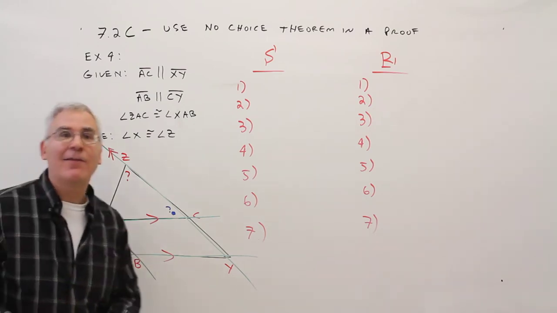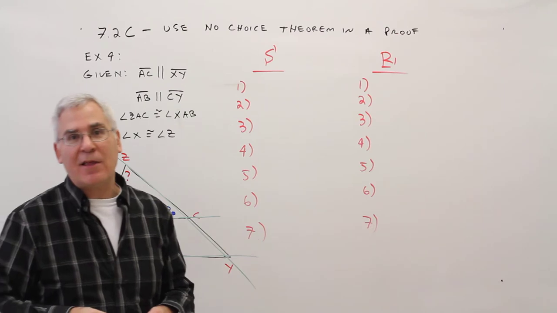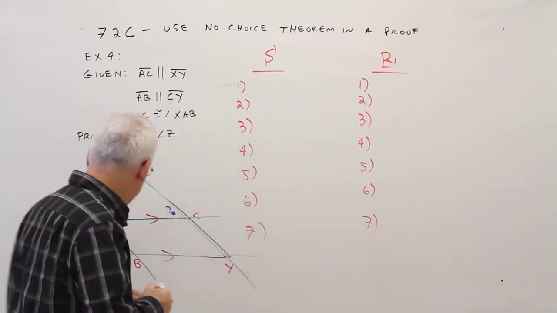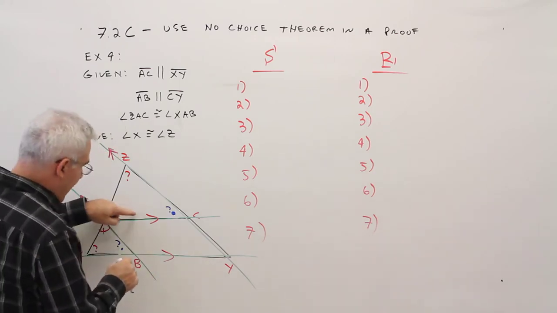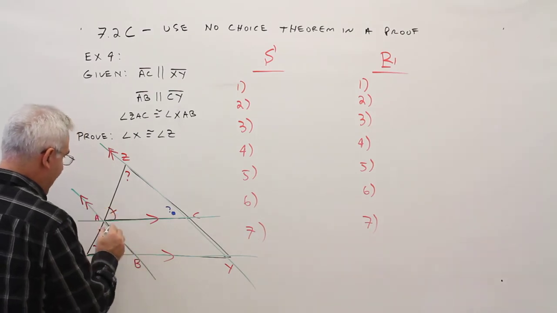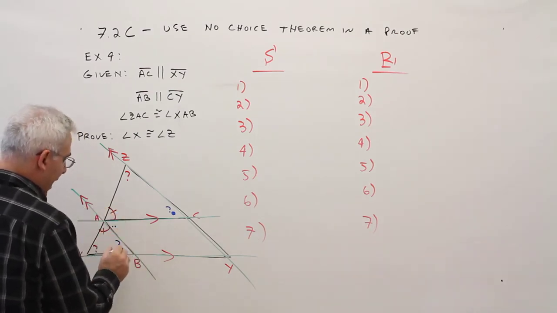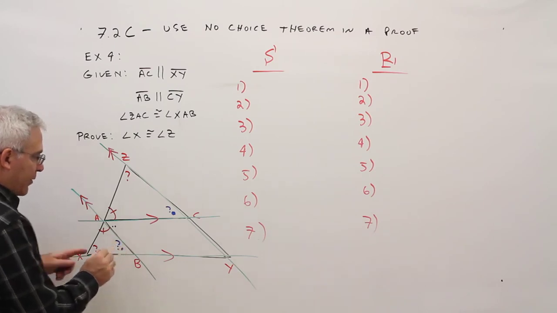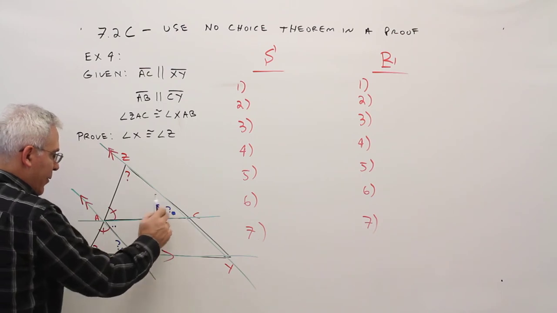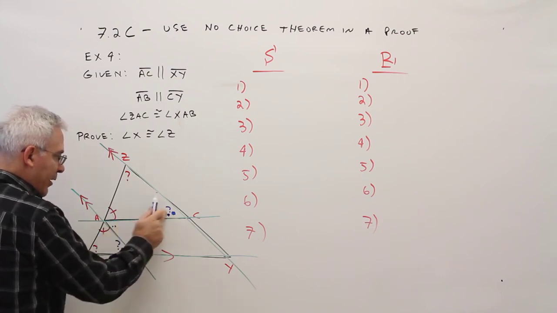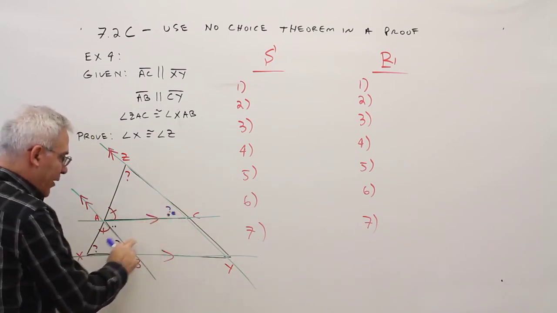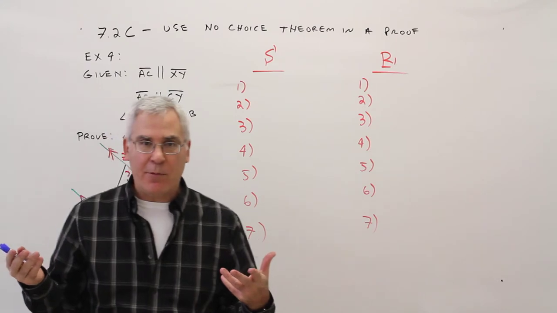And with parallels, usually I've got alternate interior, corresponding, things like that. So let's see if we can make that happen. So right now I'm going to be thinking out the proof. This angle and this angle, this line and this line are parallel. So I will be able to get that angle congruent to that angle. And then I've got a parallel here and a parallel here. So this angle and this angle are alternate interior. So then I can use transitive to get this one to that one. And now that's going to be the way I'm going to do my proof.